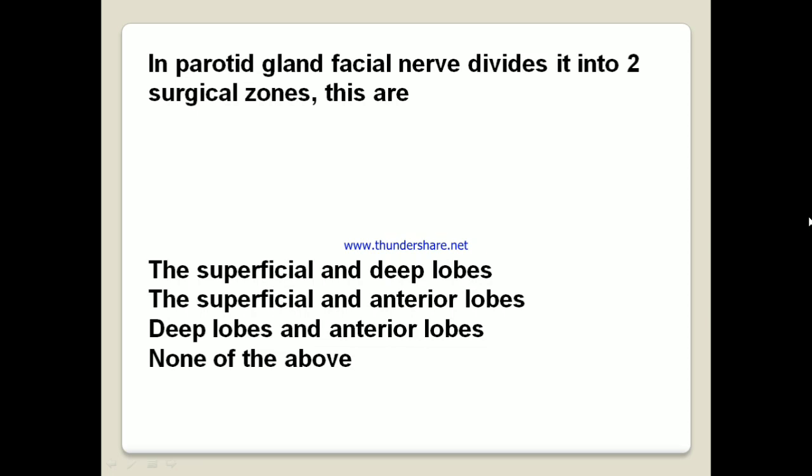In the parotid gland, the facial nerve divides it into two surgical zones. These are the superficial and deep lobes, the superficial and anterior lobes, the deep lobes and anterior lobes, or none of the above.